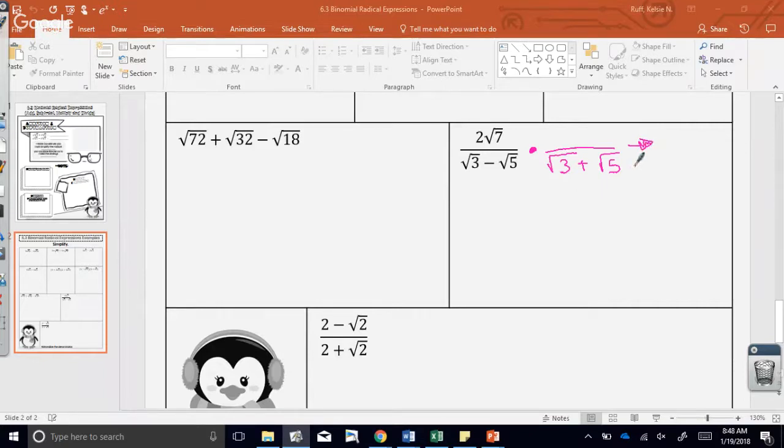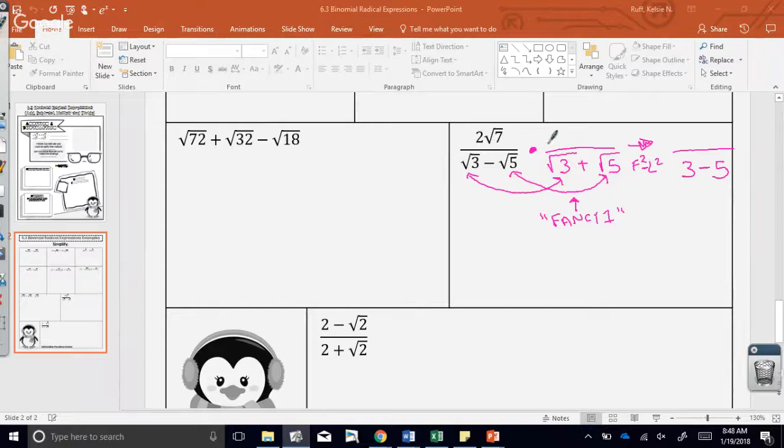Okay, what's cool about that is when we go to multiply, we can now go first squared minus last squared. So I've got root 3 times root 3, which is 3, minus square root of 5 times square root of 5, which is just 5. And we no longer have radicals in the denominator. But to keep this from changing value, this is what we call our fancy one piece.